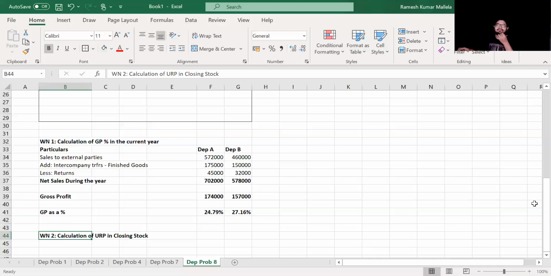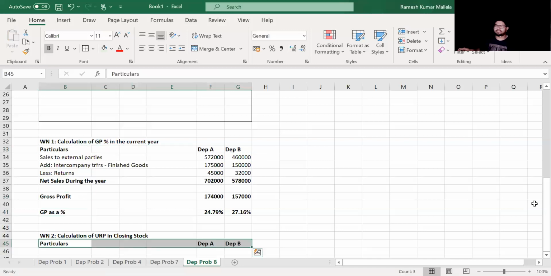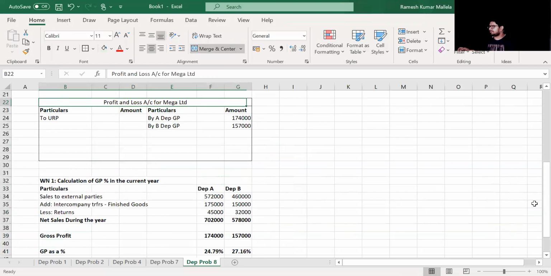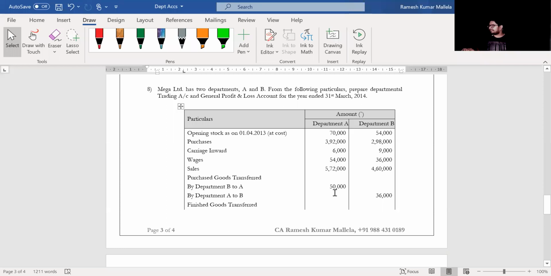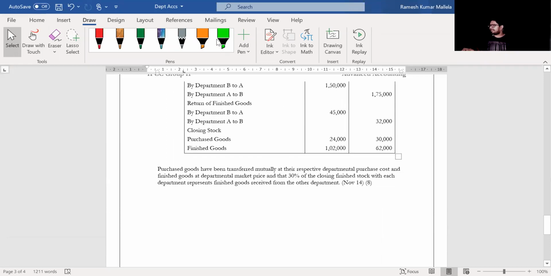Okay. Again, we have two columns. Same particulars: department A, department B. Okay. Now, how much is the closing stock you have in department A? In department A, closing stock is 1,02,000. Okay. Now, out of 1,02,000, what did he mention about the stock which has come from the other department? So please read the question here carefully. I'm highlighting it.